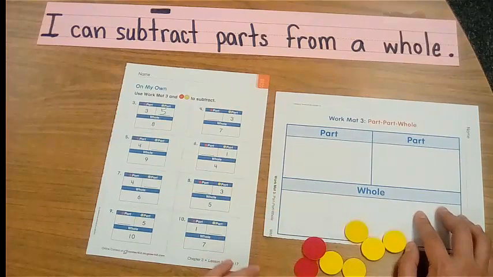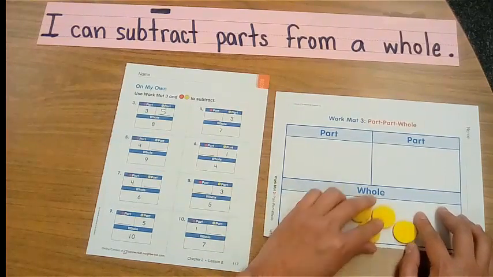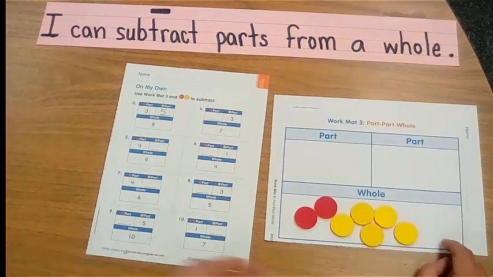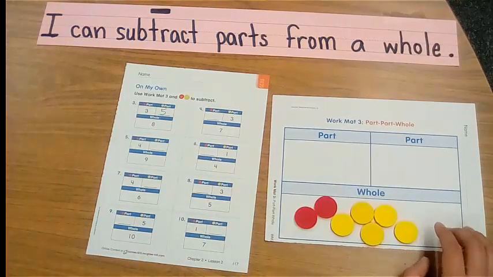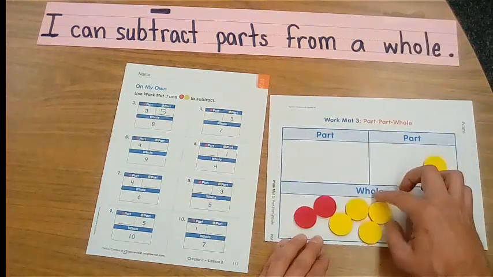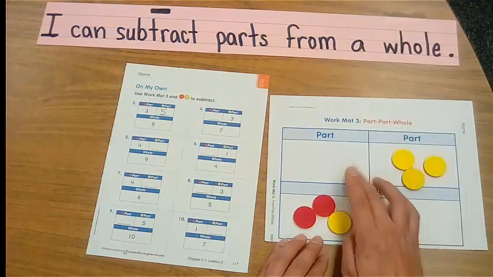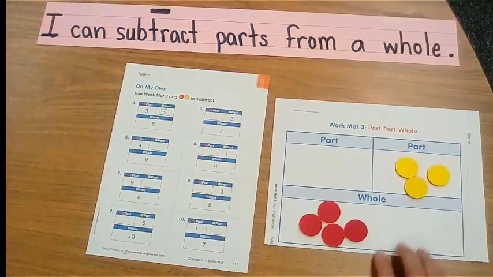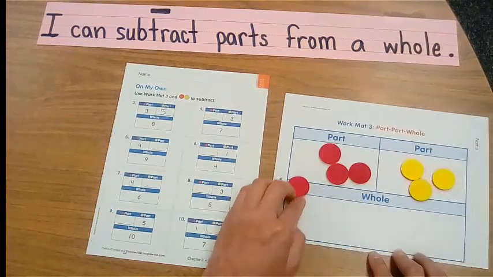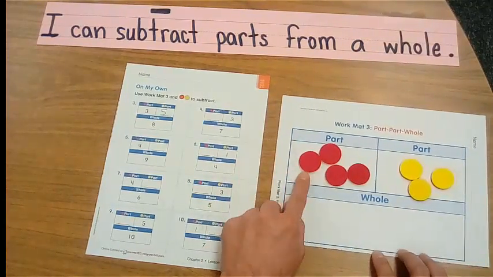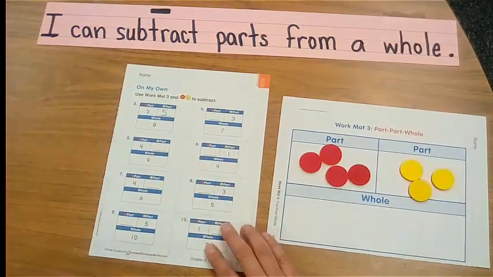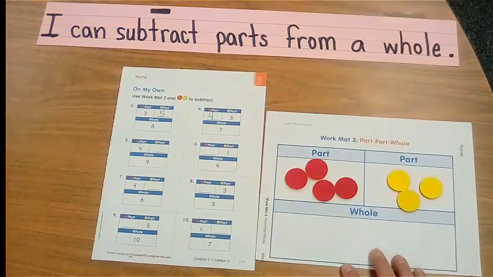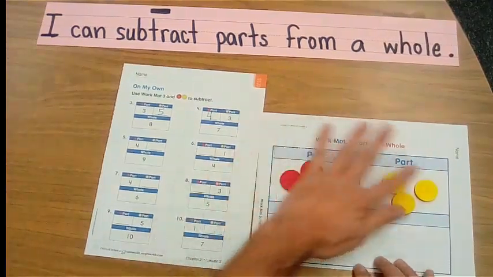The next one says that we have 7. Okay, so I'm going to move 7 in here. And I know that I have how many yellow? 3. So let's move 3 over here. And then the rest I'm going to turn over and make them all red. And so I'm going to move them over to this part over here. So what's the missing part? 4. Fantastic. Did you get that? Great. Okay, let's move on to the next one.